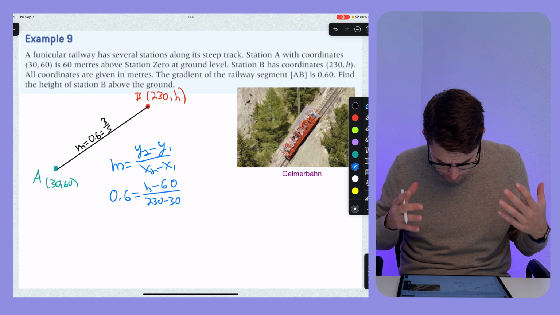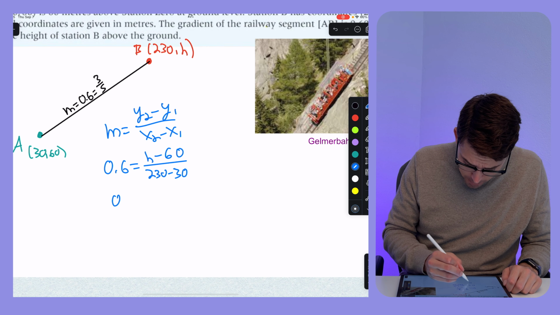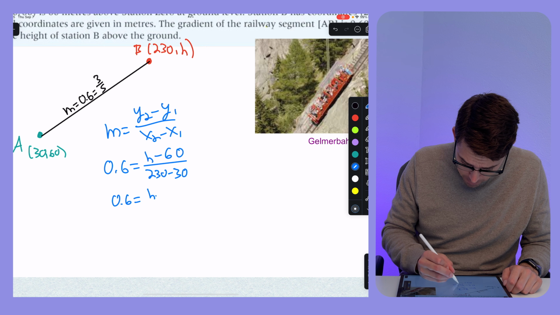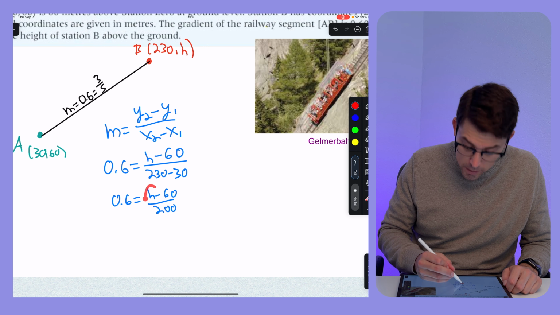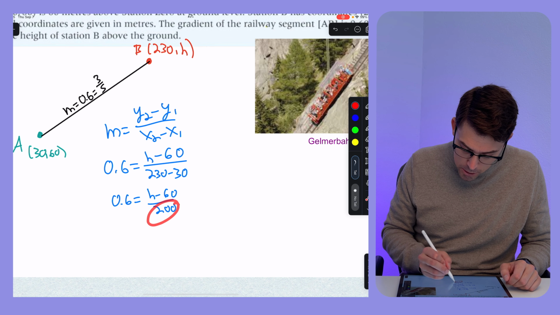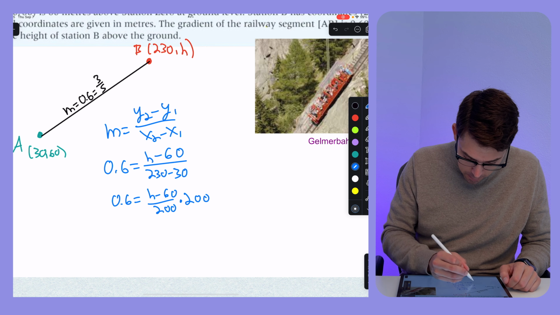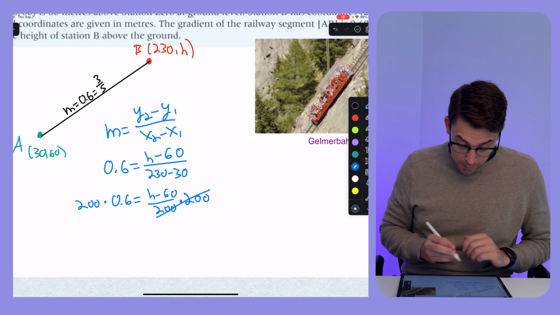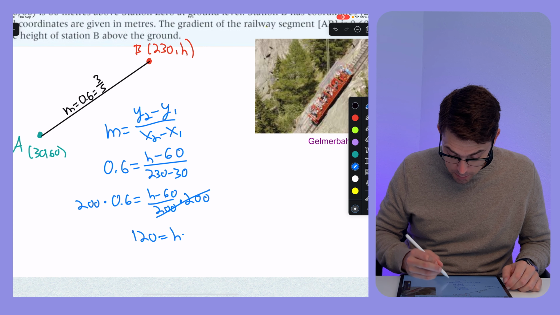This is more algebra, like 2- and 3-step equations. Let me simplify this down: h minus 60 over 200. And again, the variable I'm looking for is this h, this height, so I want to get it all by itself. What I'm going to do now is move the 200 over, so I multiply each side by 200. This will cross cancel, and in this case, I'll have 120 is equal to h minus 60.